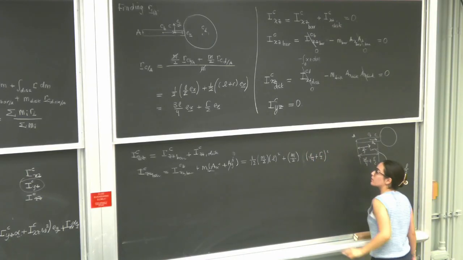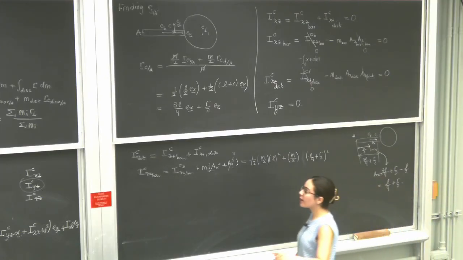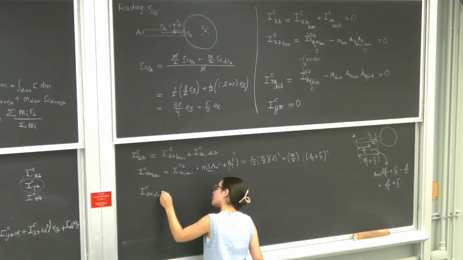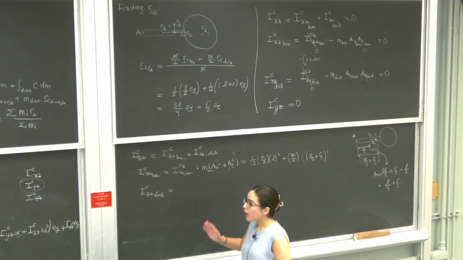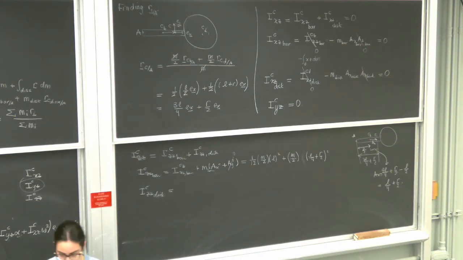We need the extra parentheses, right? Any questions? Now work on ICZZ of the disk, the moment of inertia of the disk about the center of mass of the body. Take 2 minutes, please work on this. The moment of inertia of the disk about the center of mass of the body.